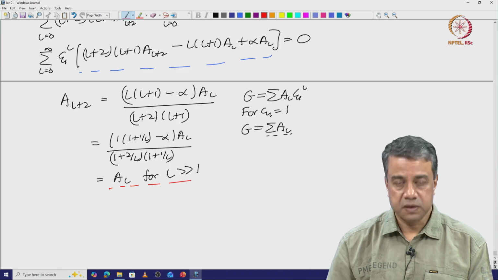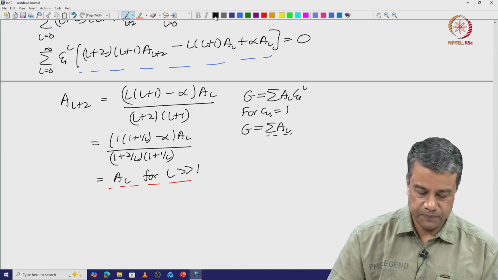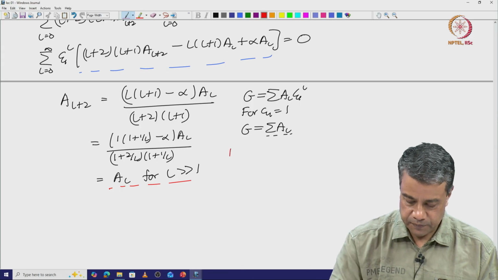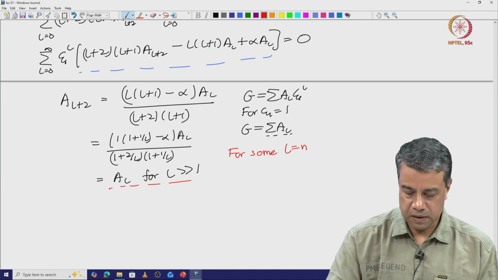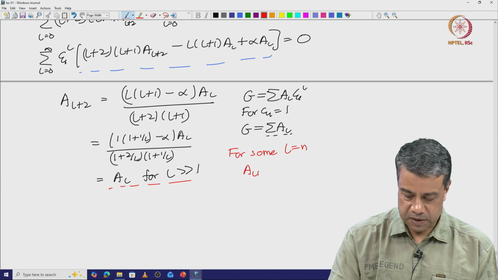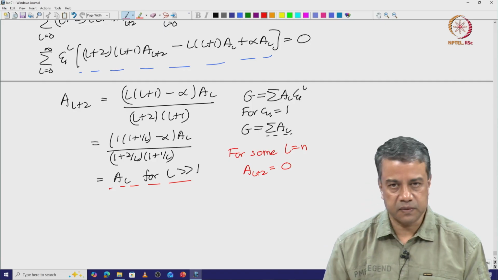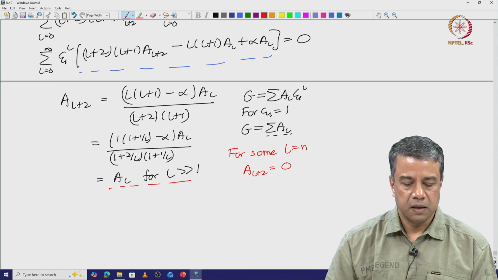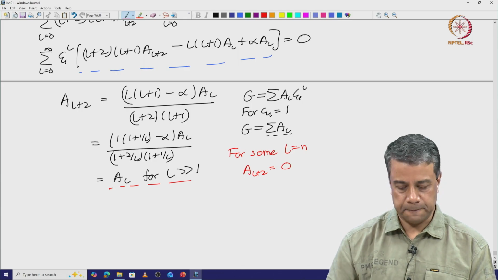So, what do we do in this case? The only way the series will converge is if for some value L is equal to n, A L plus 2 is equal to 0. If A L plus 2 is equal to 0 for some integer value of L, that means that A L plus 4 is also equal to 0, A L plus 6 is also equal to 0. The series terminates at that value L is equal to n.